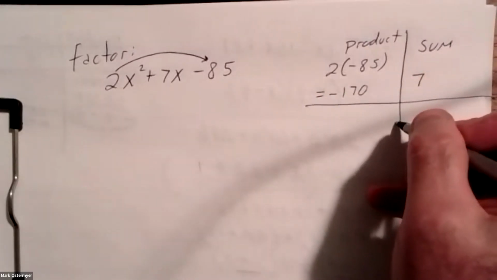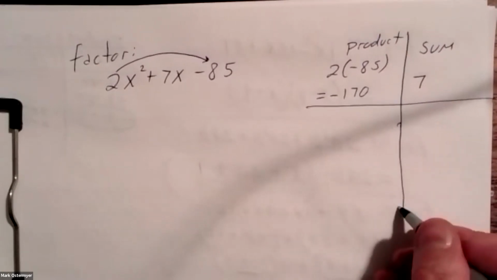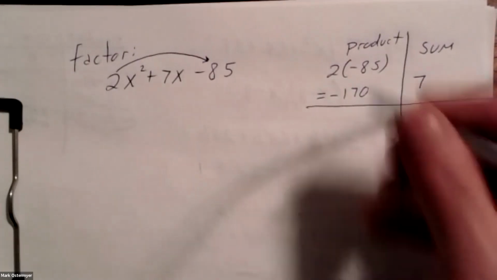So what are factors of negative 170 that add up to 7? Can anybody envision what those would be? Sometimes they just pop into your mind. You don't have to list them all out. When you get better at these, when you practice enough, you may not have to form the entire list of factors of negative 170. You might be able to just think about what they should be, and they might just pop right into your mind. But that comes with a little bit of practice.